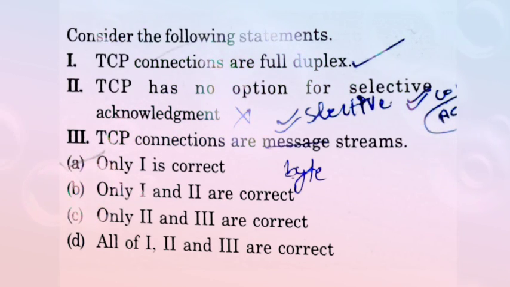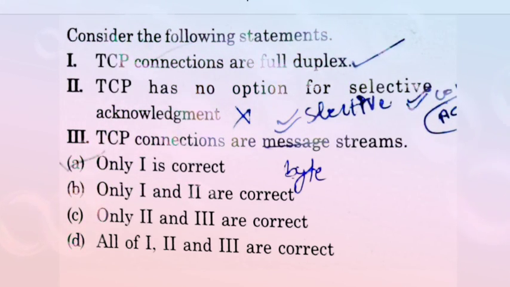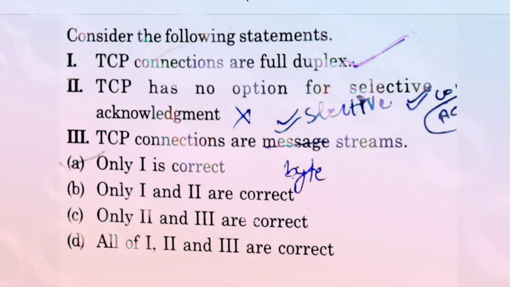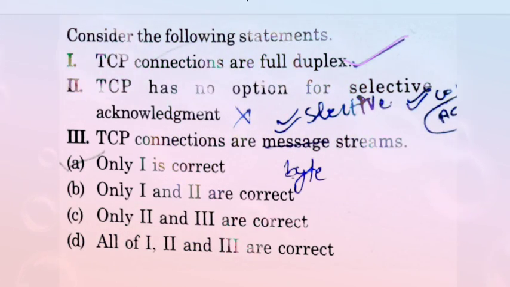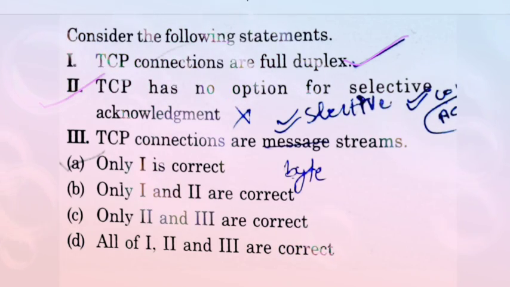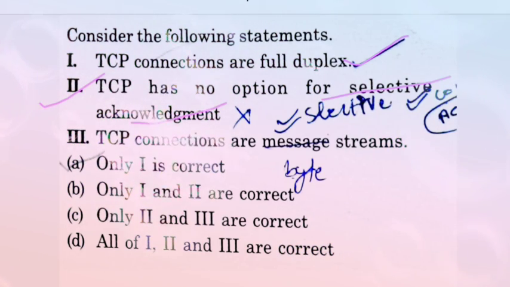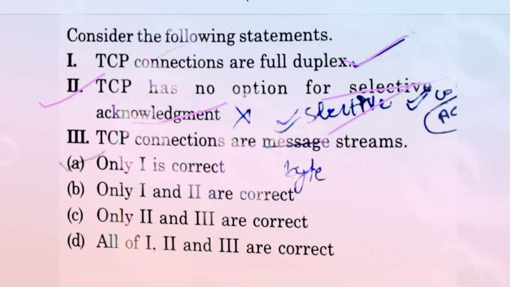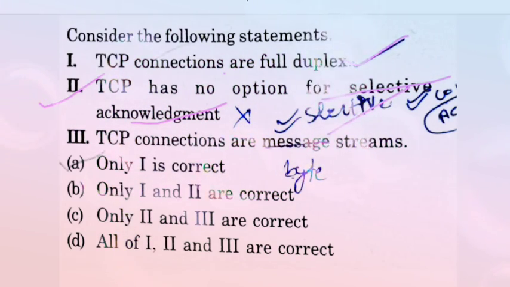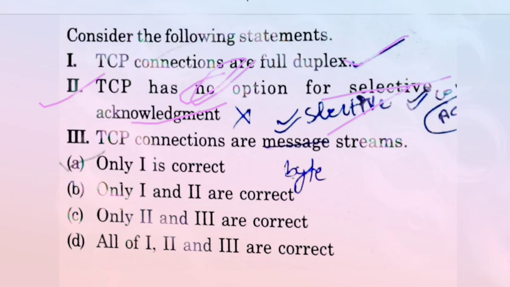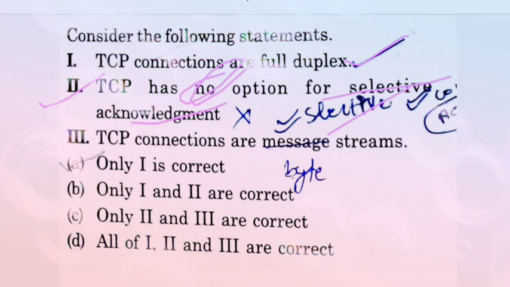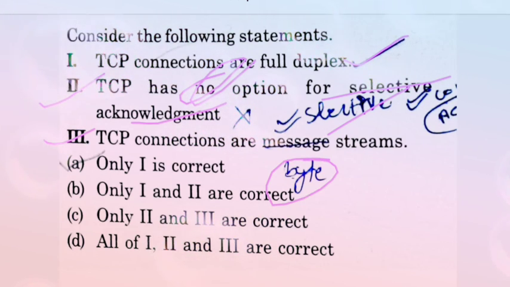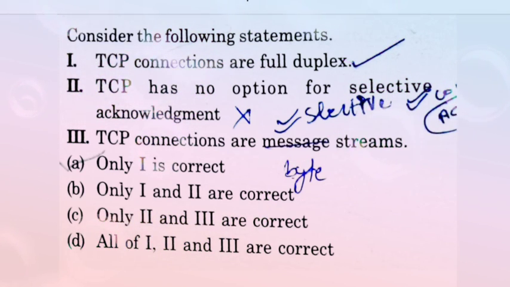But here we know that only the first statement is correct. We know that TCP is a full duplex protocol. But TCP does have selective acknowledgement, so the second statement is wrong. And the third statement, TCP connections are message streams? No, it is a byte stream. So TCP connections are byte oriented. So here option A is the correct answer. Now come to the next question.